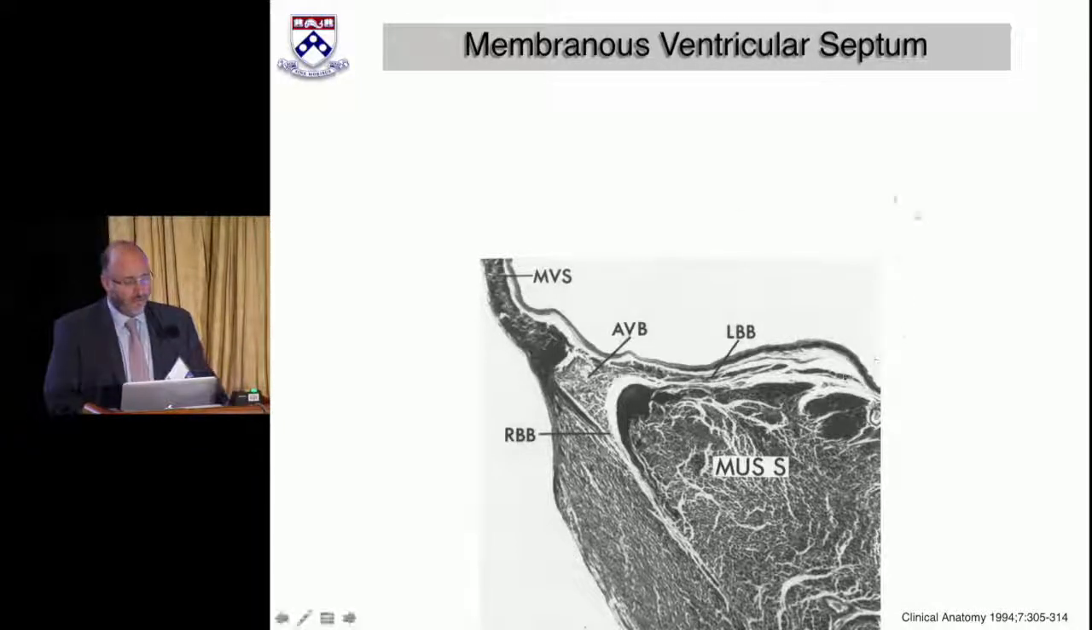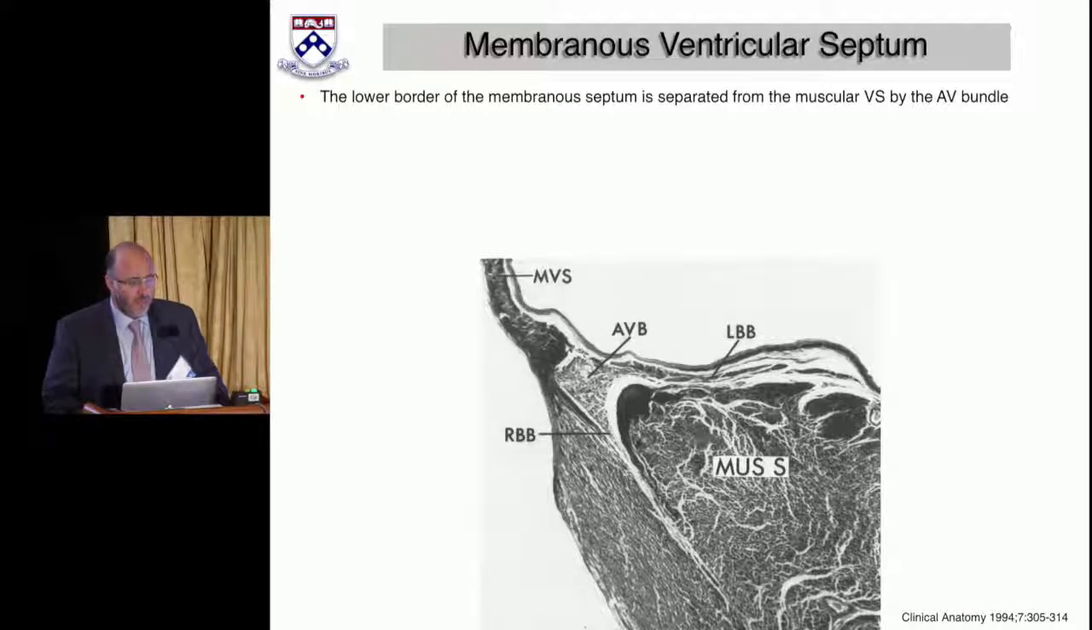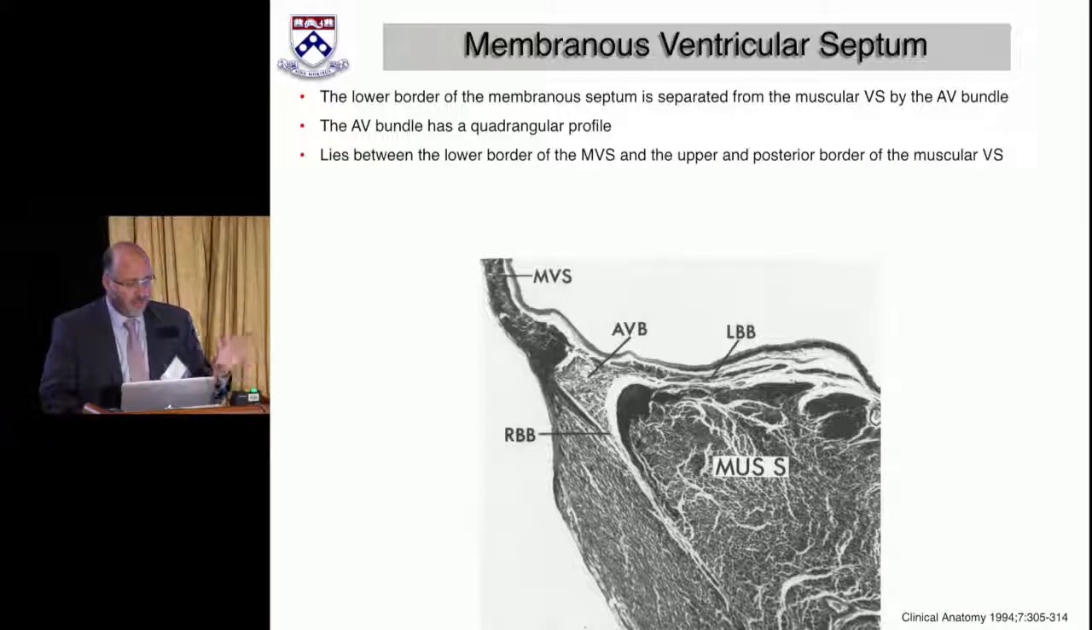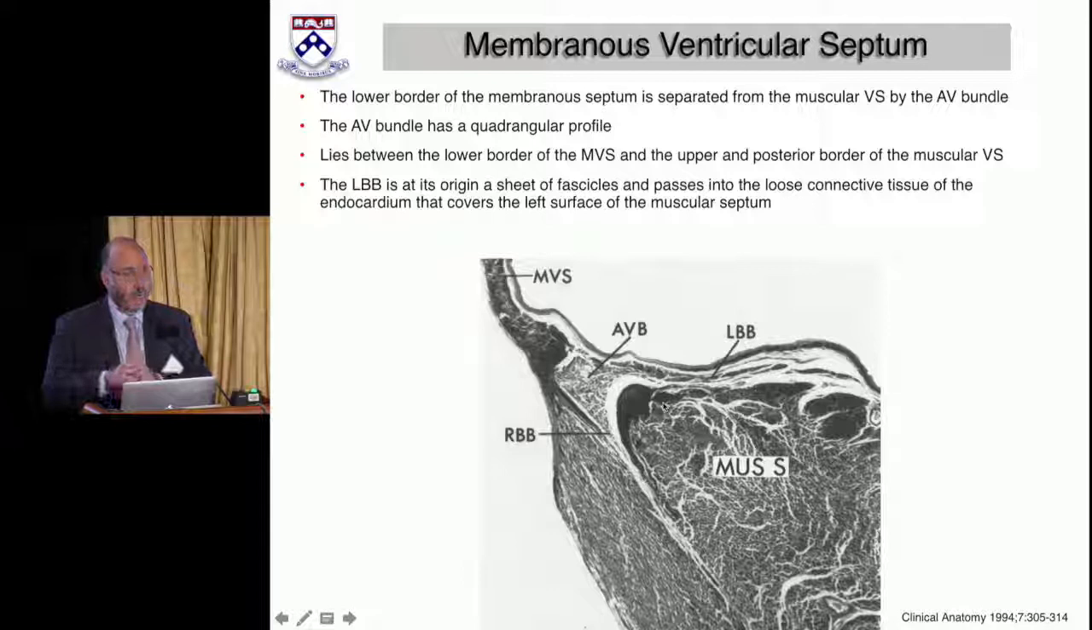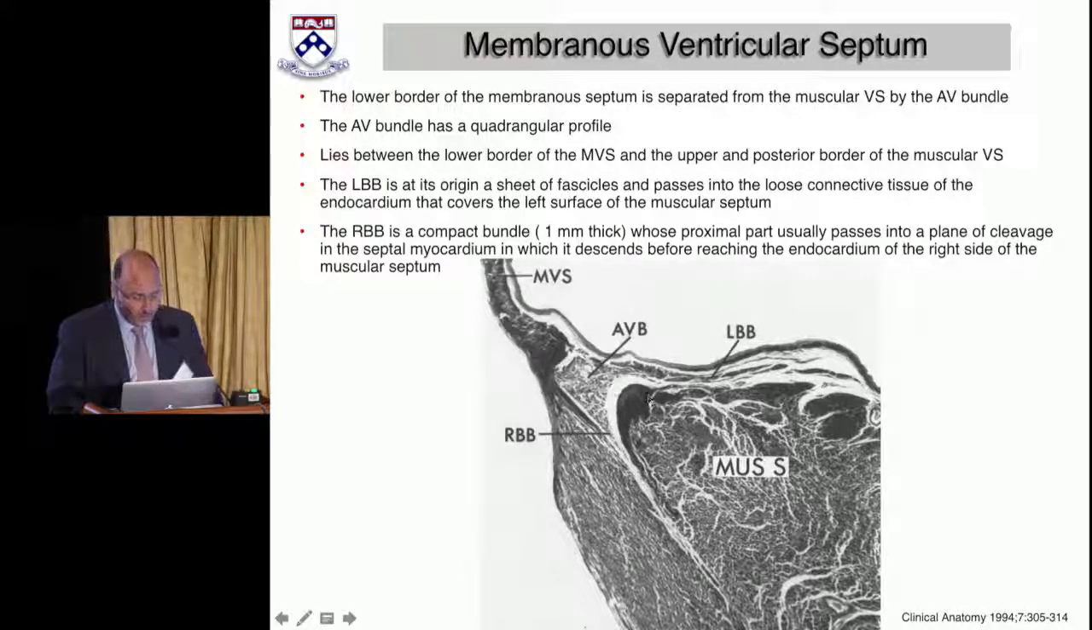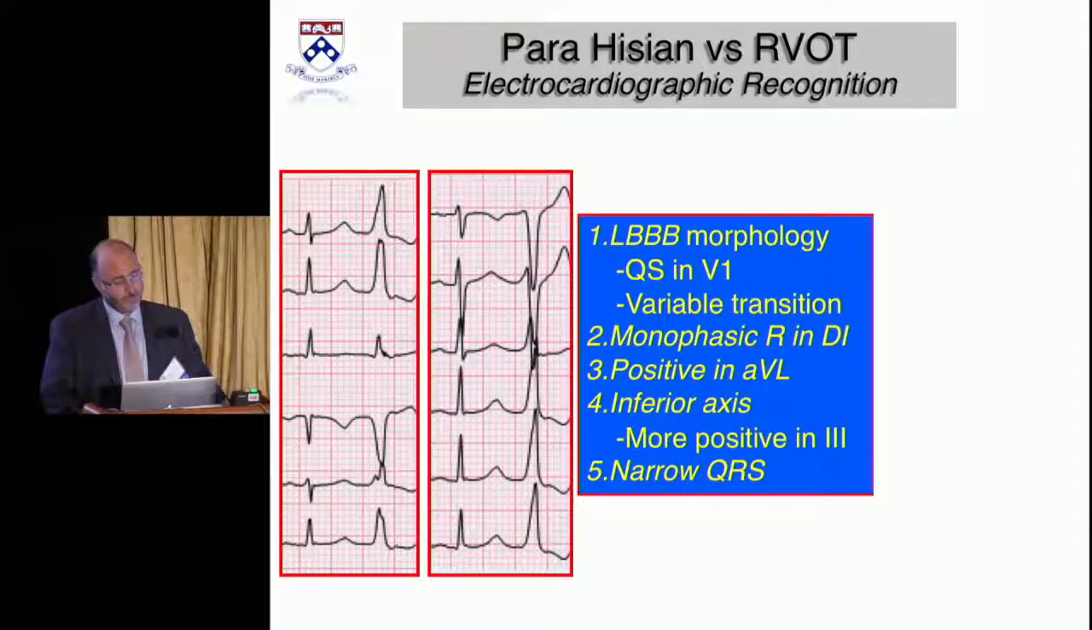We have to be very careful because this is the histology of this piece of tissue. The lower aspect of the membranous septum is where the His bundle is, the AV bundle, the His, not the AV node, the AV bundle. It has a quadrangular shape. At the bottom of this space is the muscular septum. And right there, the left bundle branch opens up to the left, and the right bundle branch opens up to the right. And this is our problem.